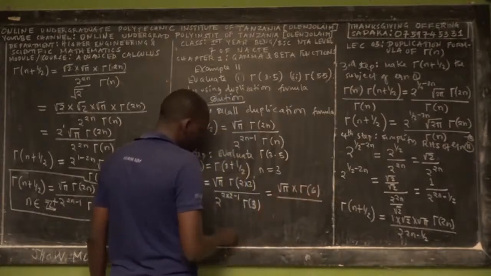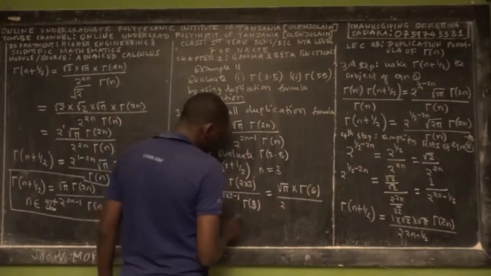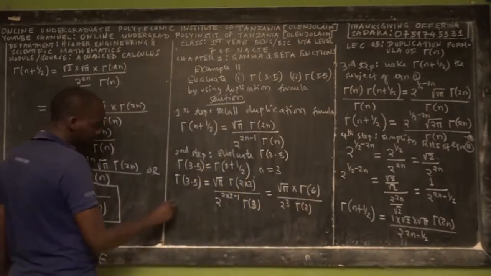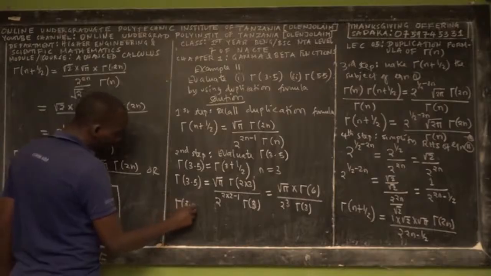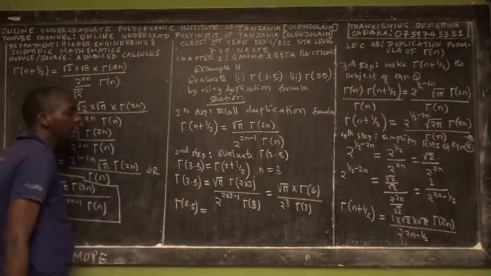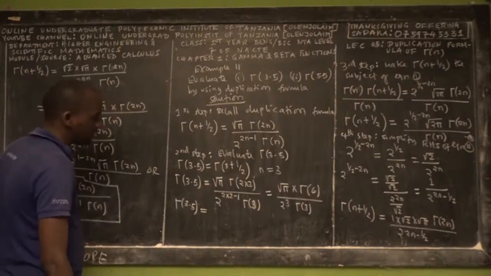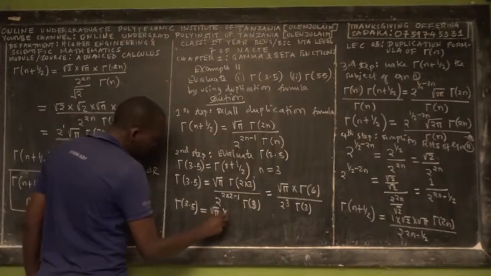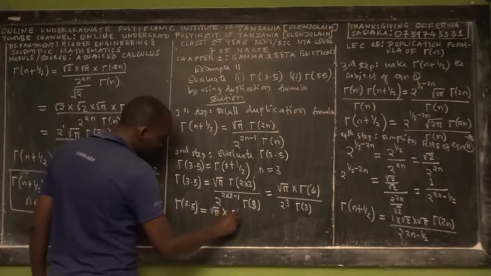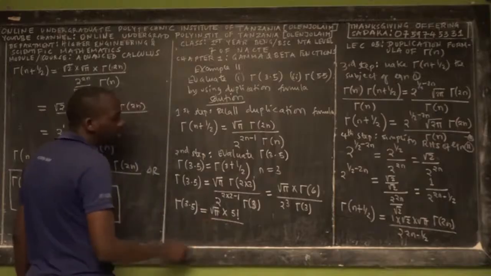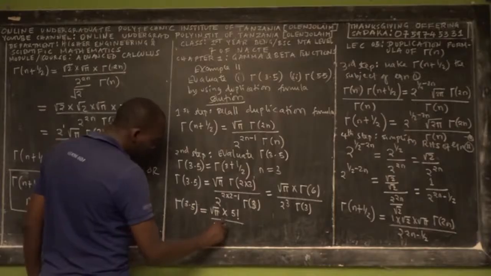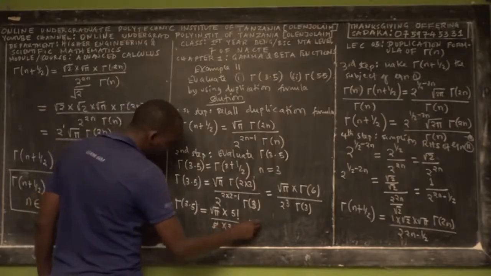Gamma of 6 of what? 2 power 3, then gamma of 3. So to find gamma of 3.5, you have to recall the properties of the gamma function. So this will be equal to what? Root pi multiplied by gamma of 6 is equal to 5 factorial. 2 power 3 is equal to 8. Gamma of 3 is equal to 2 factorial.